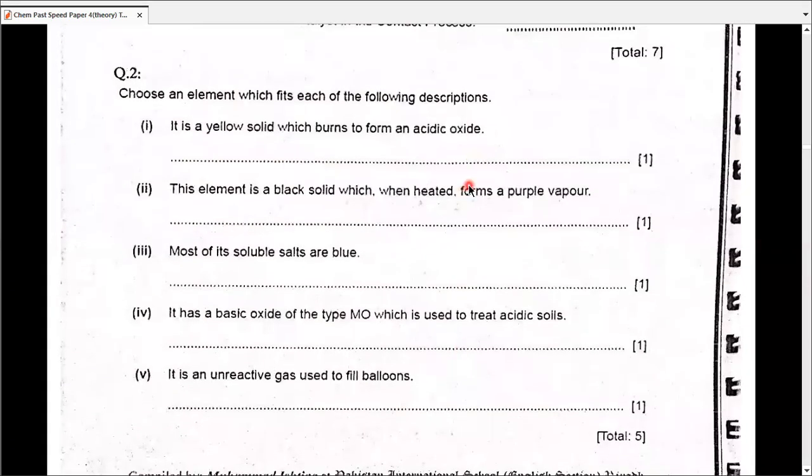All right. Question number 2. Choose an element which fits each of the following descriptions. It is a yellow solid which burns to form an acidic oxide. Now, acidic oxides are a part of chapter number 5. It should be yellow in color and it burns to form an acidic oxide. Since we're done with chapter number 1, it was also part of chapter number 1. Non-metals form acidic oxides. We studied that back in acid rain.